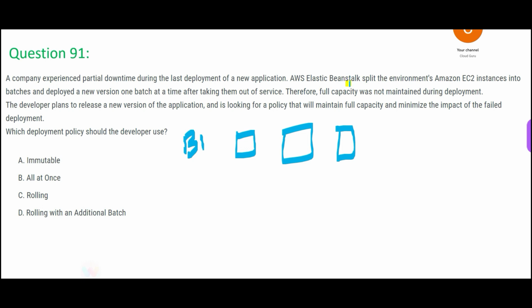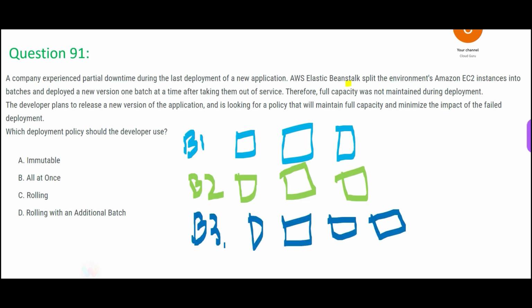So now they create batches. Beanstalk is splitting the EC2 instances into batches. This is batch 1, 3 instances. This is batch 2, 3 instances. This is batch 3, there are 4 instances. Now what they are doing is they are putting one batch at a time after taking them out of service. So full capacity is not maintained during deployment. So they want to maintain full capacity and minimize impact of failed deployment.